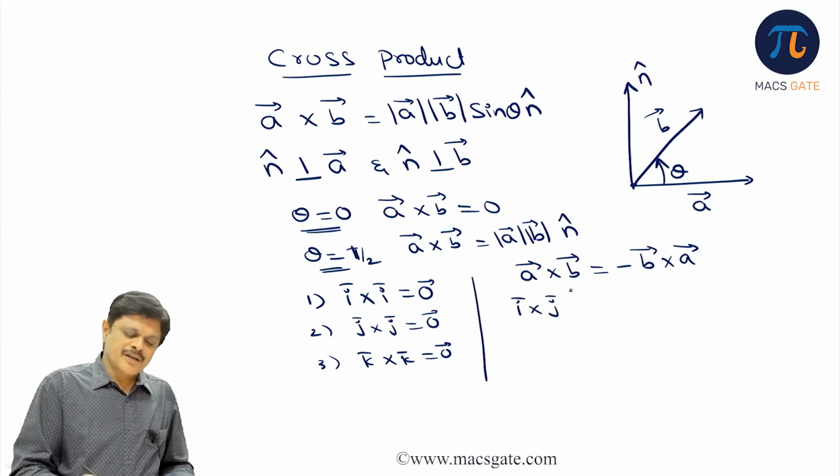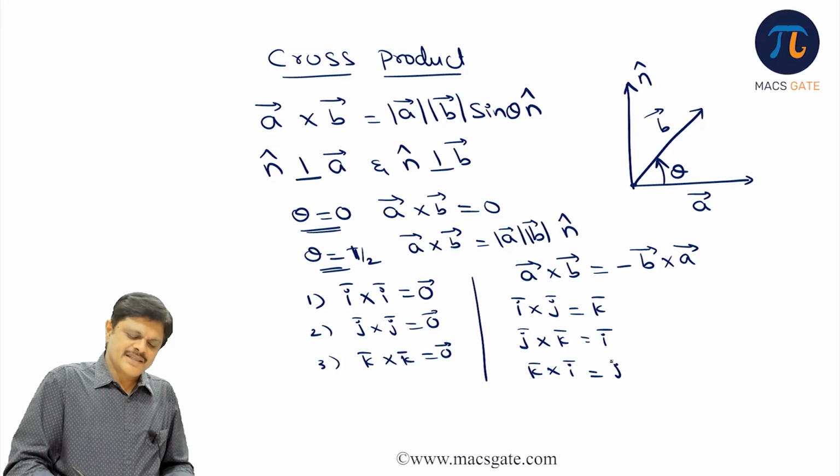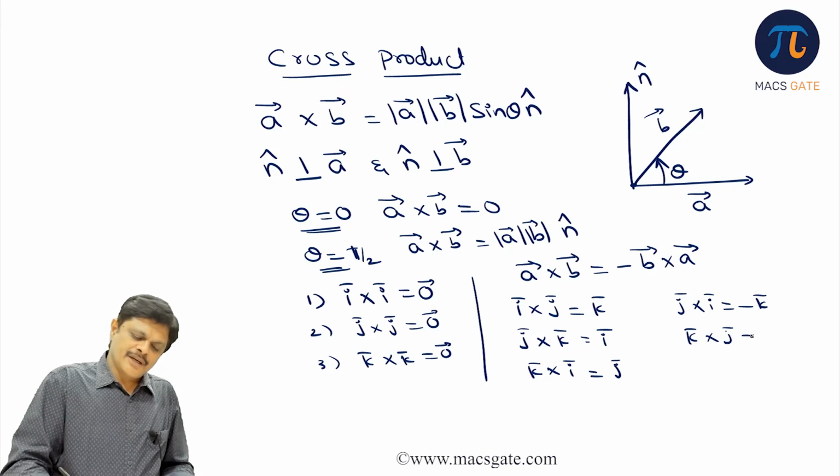When you do i cross j, you get k bar. When you do j cross k, you get i bar. And when you do k cross i bar, we get j bar. But when you do the reverse, j cross i bar, we get minus k bar. k cross j bar, we get minus i bar. And i cross k bar, we get minus j bar.